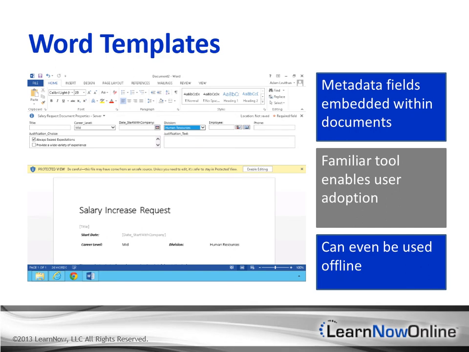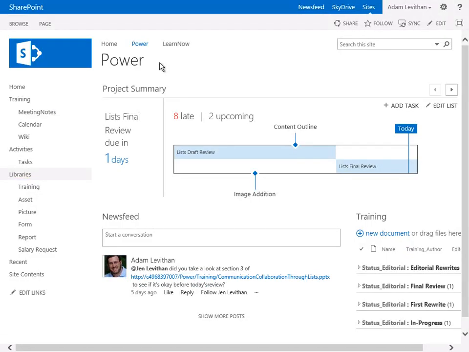Let's take a look at this live. I'd like to take two items stored within the Power User site and show you the integration with Office. First, we'll show a PowerPoint, and then I'll jump to an Excel spreadsheet that's stored in SharePoint. Let's go to the training library and open up that PowerPoint.